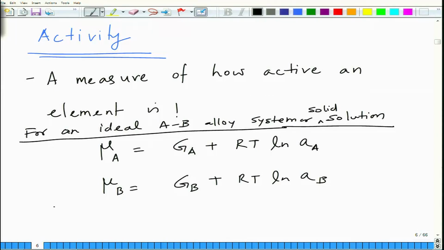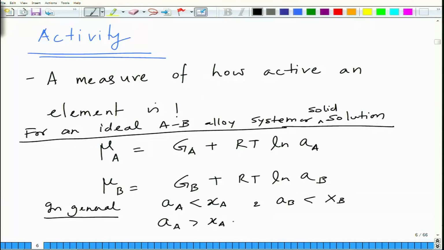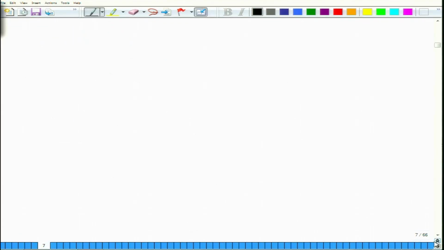Now in general, a_A for regular solutions is less than X_A and a_B is less than X_B, or you can have a_A greater than X_A and a_B greater than X_B. So depending upon how active the element is, your activity can be higher or lower than the atomic fraction of that particular element in the alloy. So in general, a is not equal to X, and graphically how do you represent it?